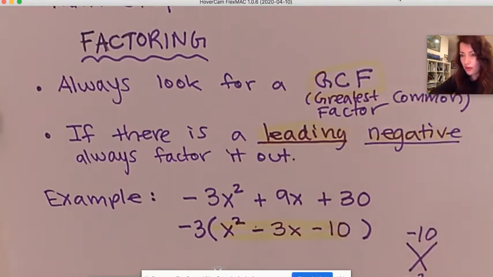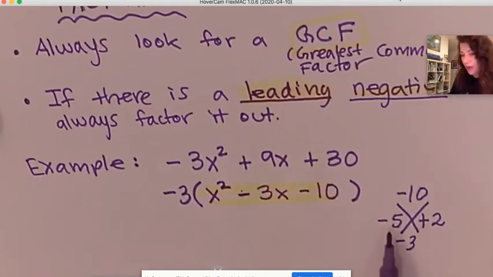If you want to pause the video here and try to figure that out, or if you already can, think about that. If you said negative 5 plus 2, you are correct, because negative 5 times 2 is negative 10, and negative 5 plus 2 is negative 3. So we actually have our other factors that when we would multiply them, we would get x squared minus 3x minus 10.